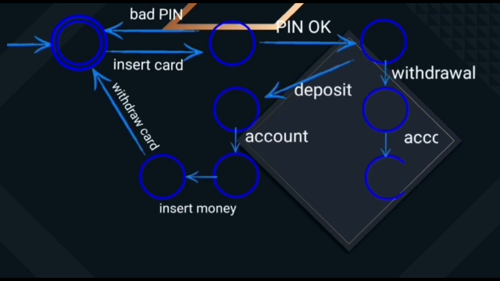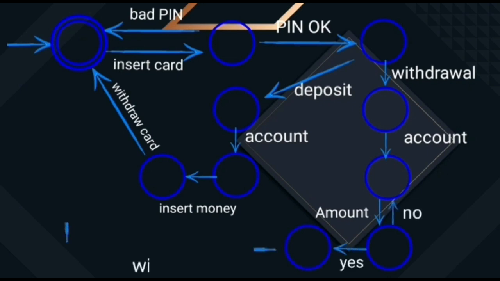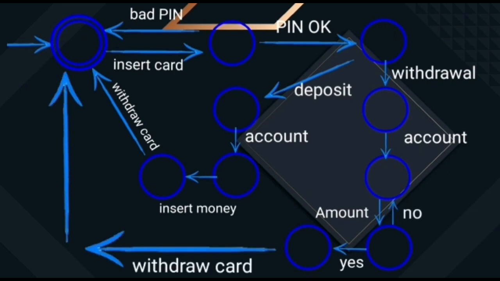Then we have to select the withdrawal option. Once the withdrawal option is selected, it will check the total amount in the account. If the amount entered is insufficient in the account, it will return back to the previous node. If the entered amount is sufficient in the account, it will move forward to the next node and withdraws the amount. Then we have to remove the card from the ATM machine.